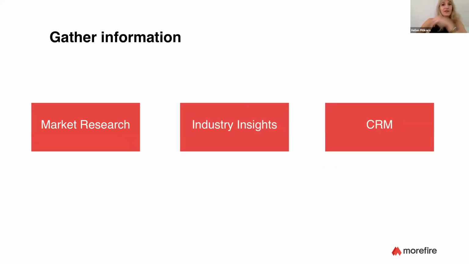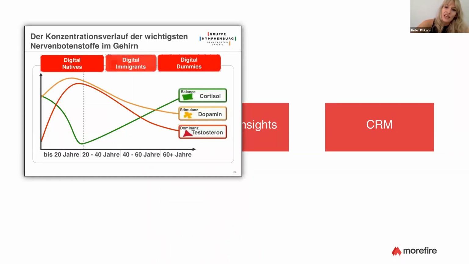Then, you may already have valuable data in your CRM. So even if it's only demographic data, age and gender can also provide us with some initial, very rough indications of the personality profile. Here we see how our brain metabolism changes with advancing age. And if we're looking at the red line, the hormone testosterone, which is of course assigned to the dominance area, increases at the beginning of life, and then it decreases again from the age of 20 onwards. So accordingly, it is likely that older target groups are less dominant than younger ones.